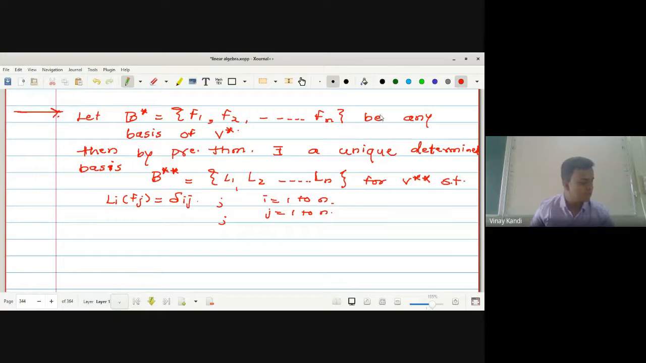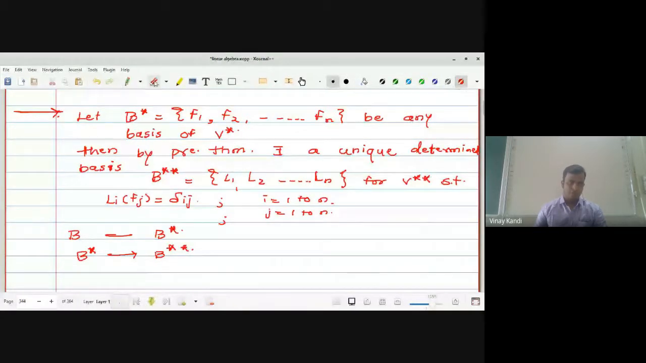There is a uniquely determined basis B star. Now here, instead of B take B star, and instead of B star take B double star. In the previous theorem, there we had B and B star. Here take B star instead of B, and instead of B star take B double star.